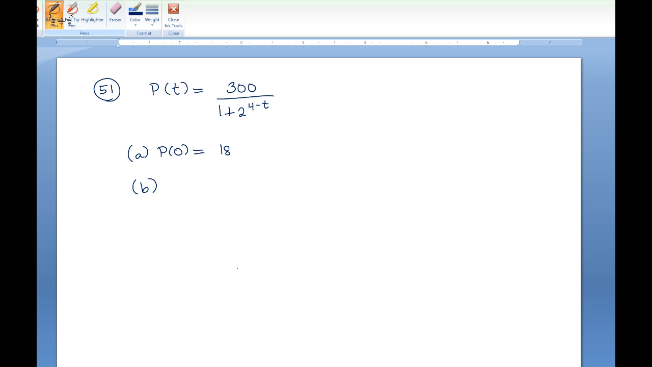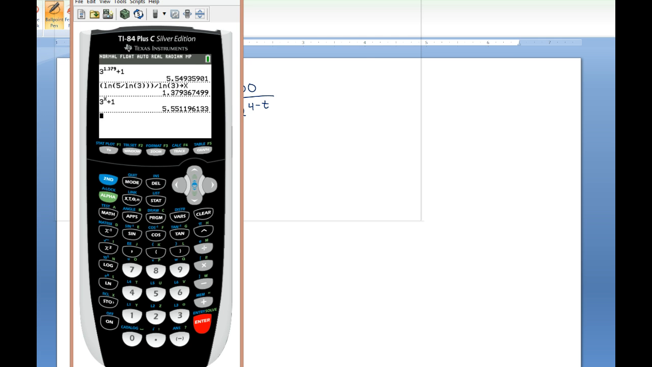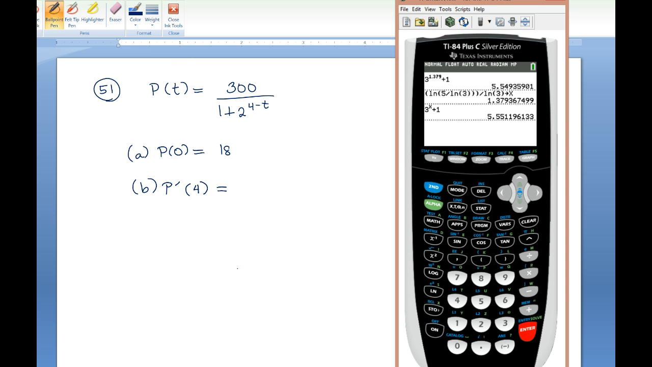Look at this. How fast is the rumor spreading after 4 days? Did you plug that into your calculator? Yes. And what did that look like? 52. So, did you just use the math 8? Yeah. Okay, so math 8.